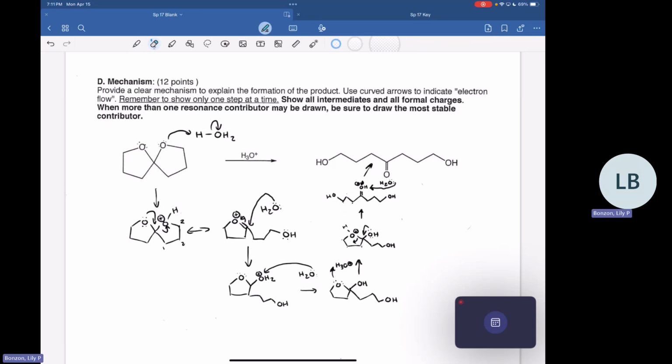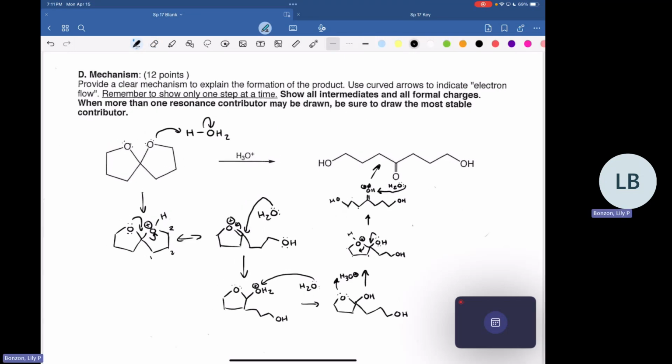What I like to do is definitely keep looking at the product while you're doing the mechanism. Sometimes you can get tunnel vision on what you're doing, but if you keep comparing what you're doing currently to the final product, it'll help guide you and make sure you don't go off track.